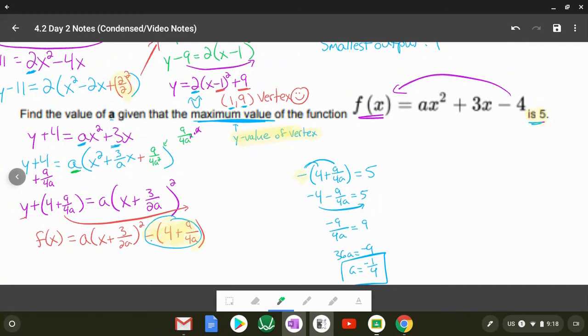But if we wanted to write the equation, we can find this equation now. We have the a value. We have negative 1/4 x squared plus 3x minus 4. And this is your function where the maximum would be 5.